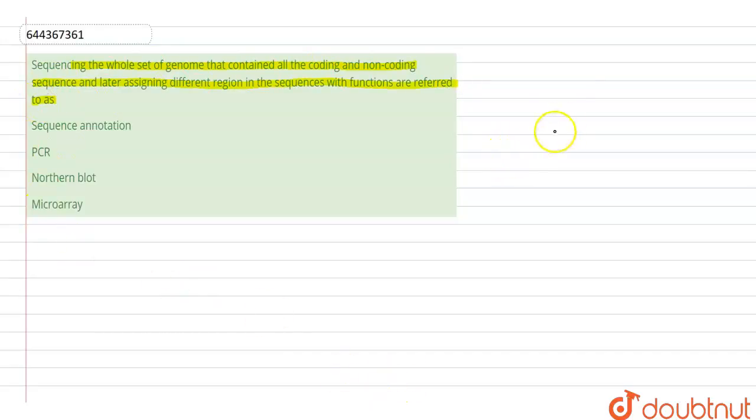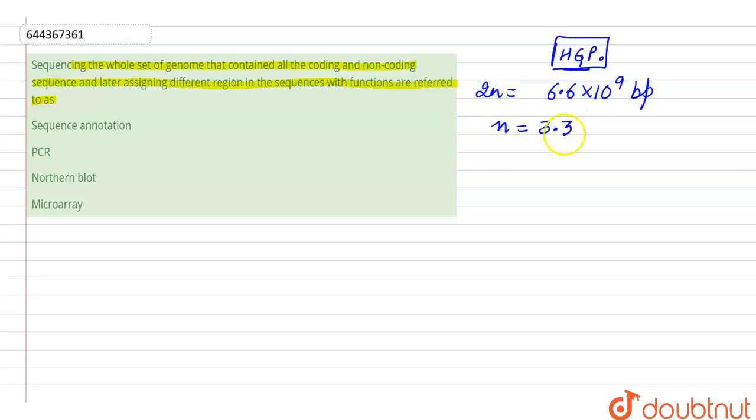The question says: sequencing the whole set of genome that contained all the coding and the non-coding sequence and later assigning sequence with functions are referred to as which of the following? When we talk about HGP, it was the Human Genome Project in which the sequencing of the DNA bases was done. We know in humans we have 6.6 x 10^9 base pairs in a diploid cell, while this is 3.3 x 10^9 in case of a haploid.